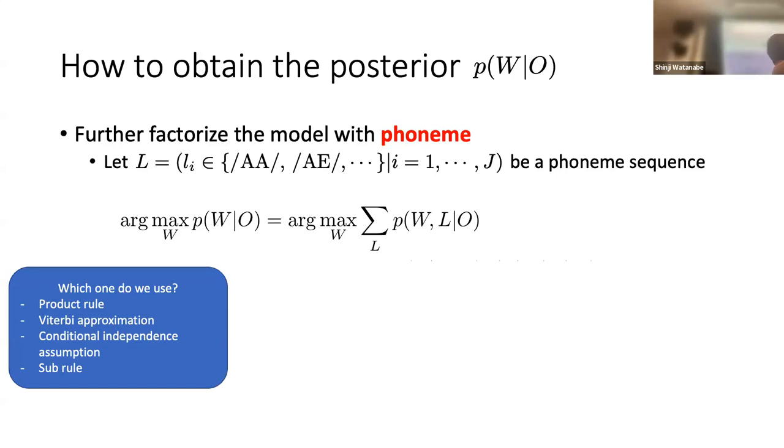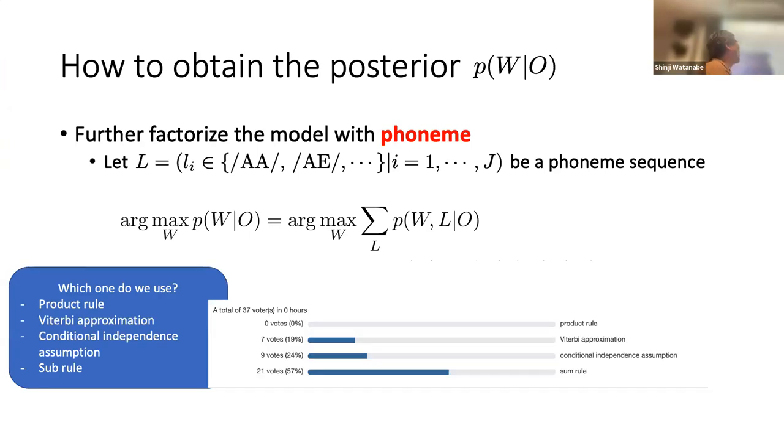And can you do today's first short quiz? For the first short quiz, from here to here, I used one of the rules among the three. Which one did we use? Product rule, Bayes approximation, conditional independence assumption, or the sum rule? Which one did we use? That is the question.